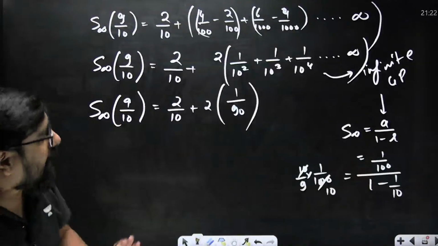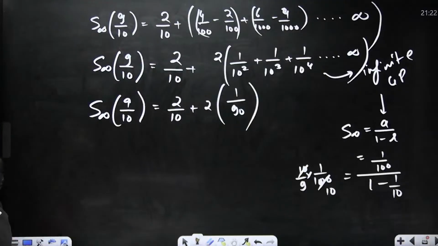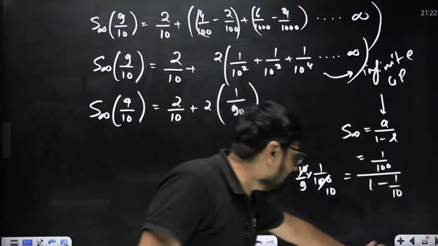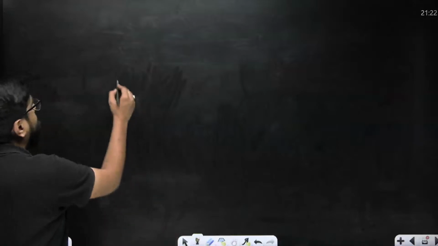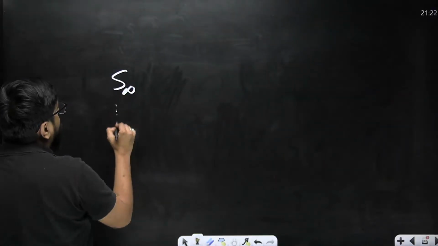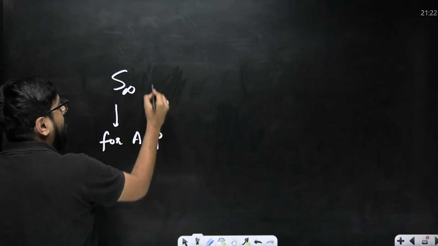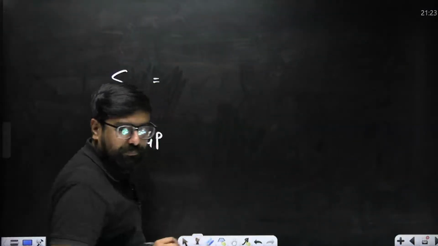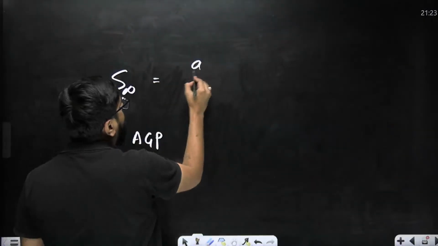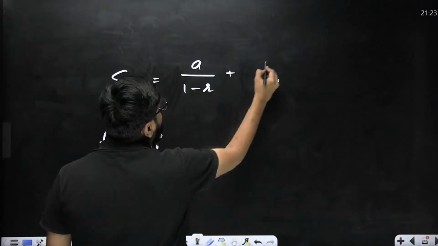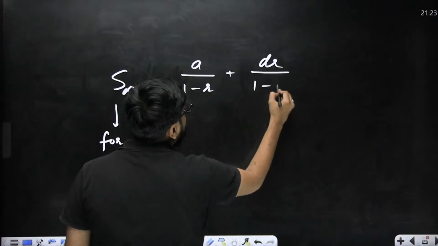No, it's not time taking. It's just that you need to follow the formula. Now, in some books, they can give you a direct formula also. In some books, there is a formula for infinite terms of AGP, right? And this formula is like this. This formula is nothing but a upon 1 minus r plus dr upon 1 minus r whole square.